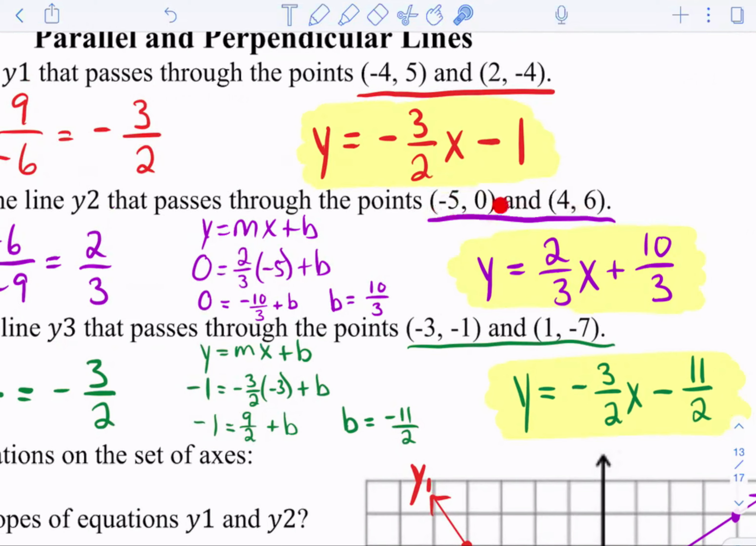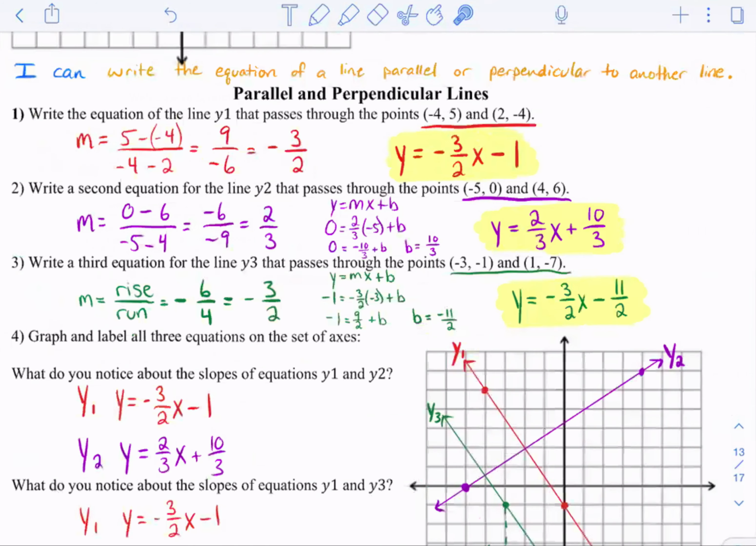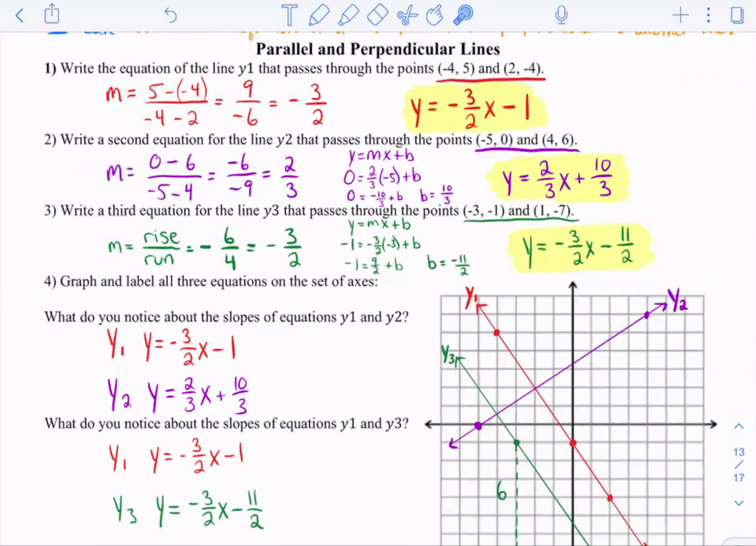I chose the one that had 0 because I felt that was easier when I have a 0. So I plugged in 0 for y and negative 5 for x. And then I solved for b. When I completed solving for b, I got 10/3. So my y-intercept is 10/3 here. And you could just leave it like that.